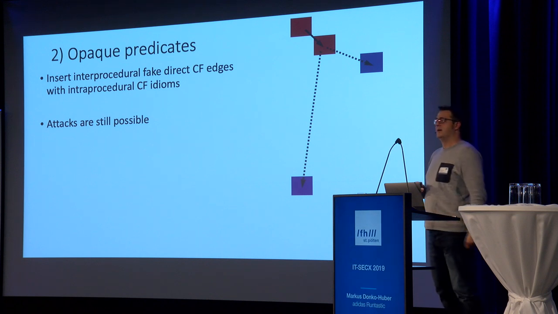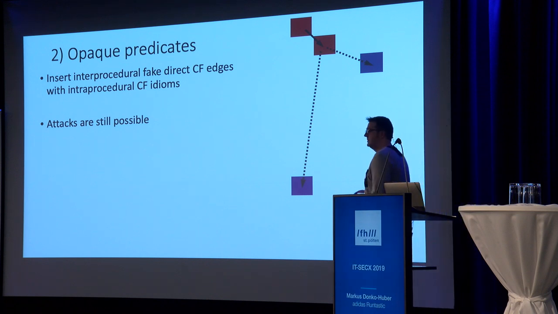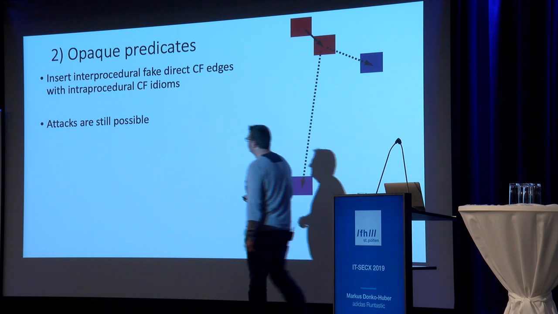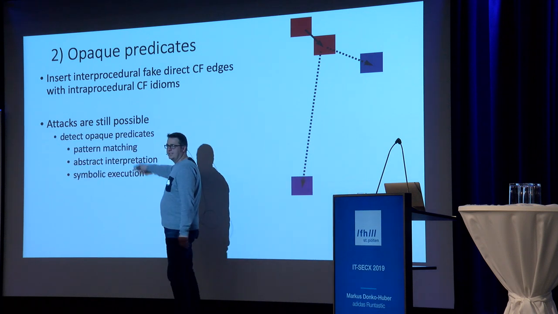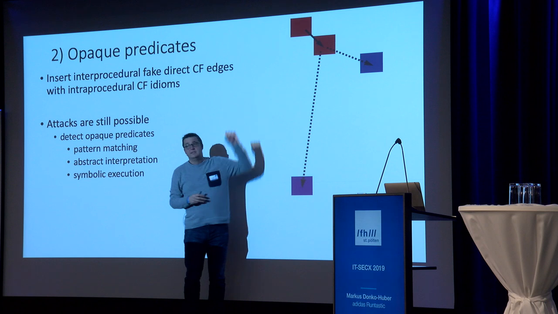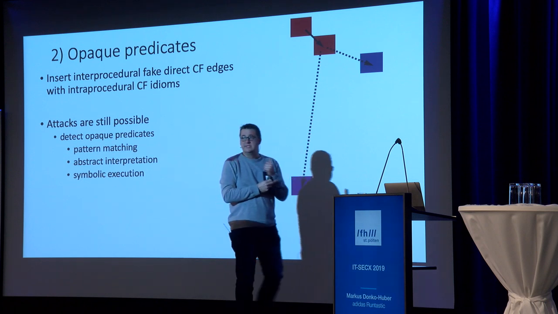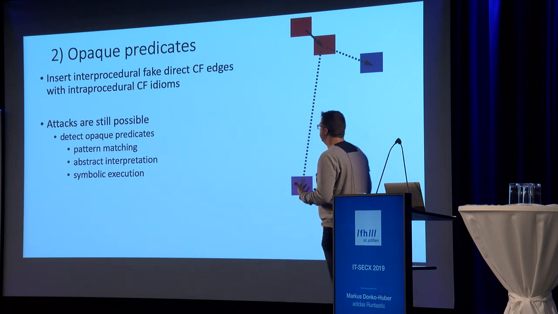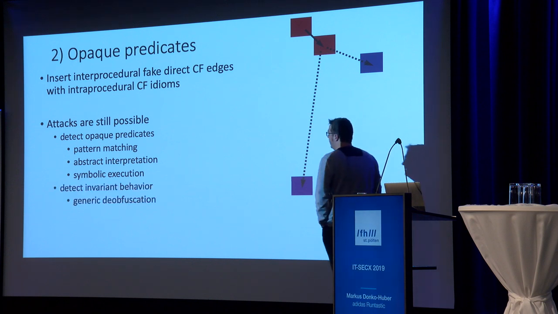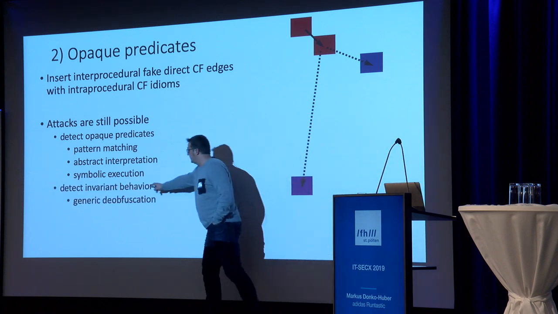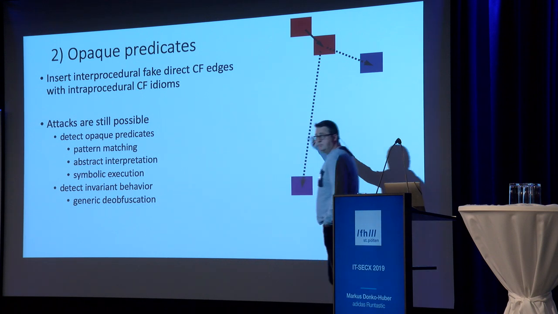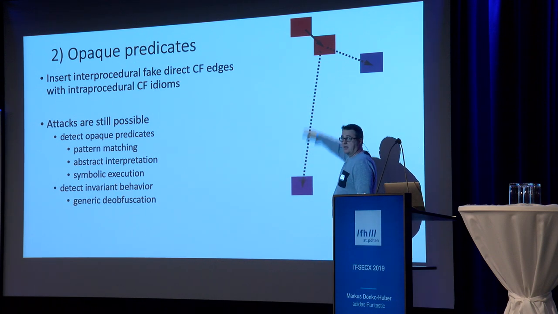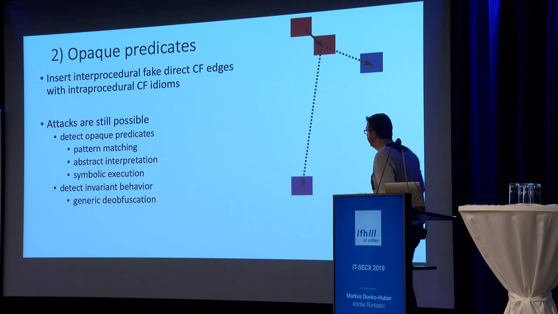It's still not sufficient, however. Yeah? Many attacks are still possible. Sebastian published a survey paper about this. There's a whole bunch of techniques that can still detect patterns, for example, of these opaque predicates. And with relatively simple analysis, they can be detected. Moreover, you can detect invariant behavior. If you run this program on different inputs, you will see that these edges are never followed during a real execution. And as an attacker, you can then just simply neglect them or tell the tool to neglect them. Yeah? So we have to protect against that.